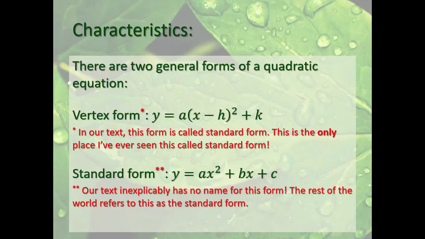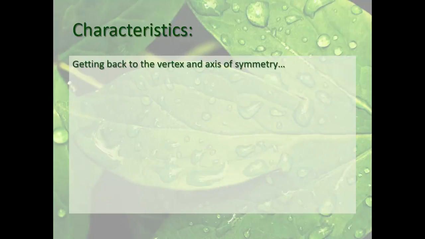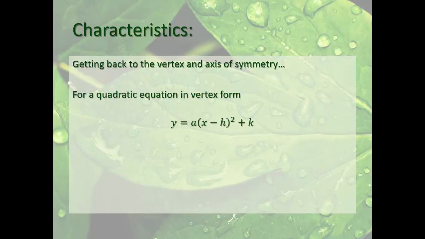All right, so remember what we wanted to do was determine where the vertex and the axis of symmetry were. If we have a quadratic equation in vertex form and we want to find the axis of symmetry and the vertex, then it's in perfect form for us to find that with absolutely no work needed. The vertex is simply at (h, k).